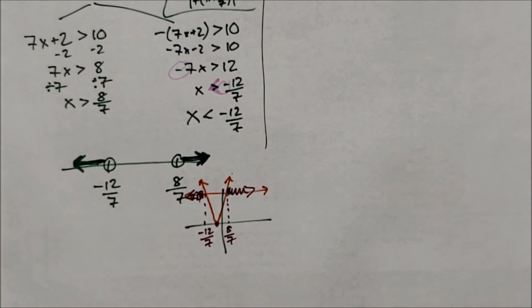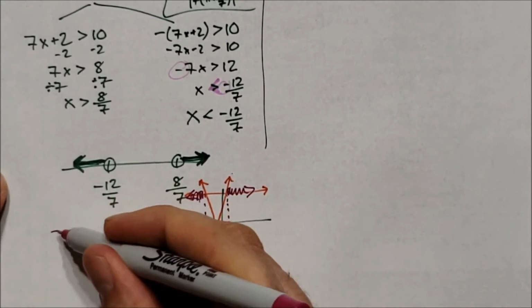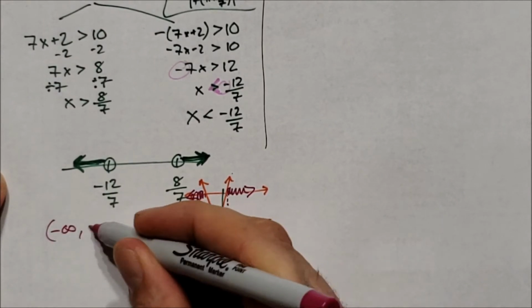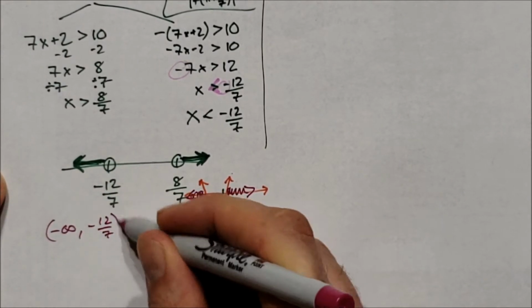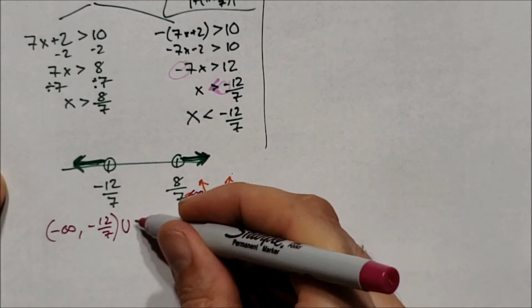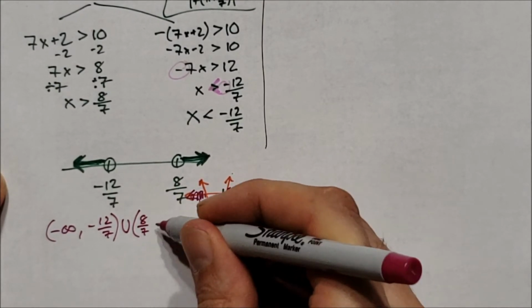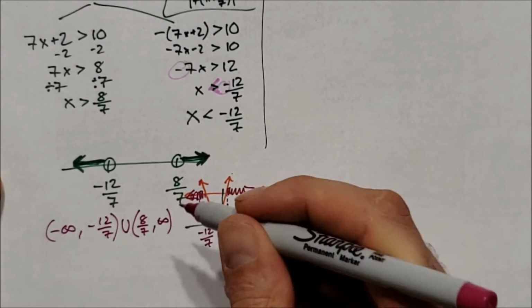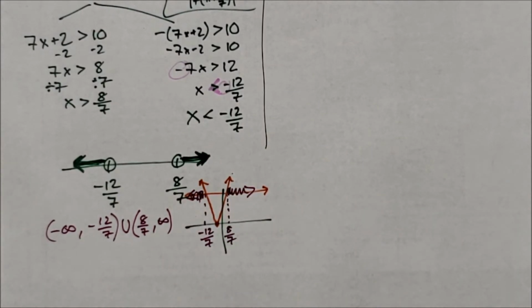Interval notation, let's break that out. Again, we're going from -infinity to -12/7. We're not including that, but we're unioning that with 8/7 to positive infinity. That's our interval notation for the solution of this inequality.